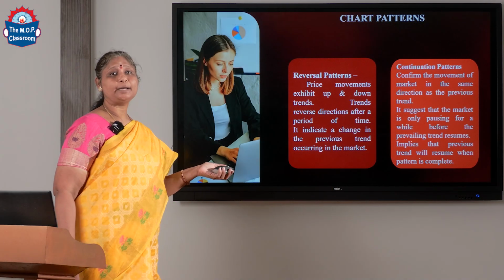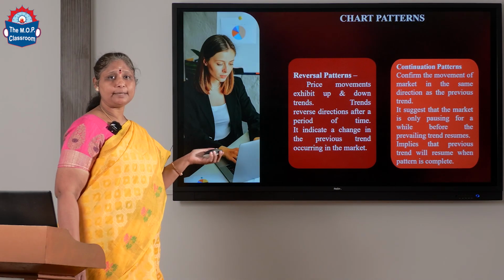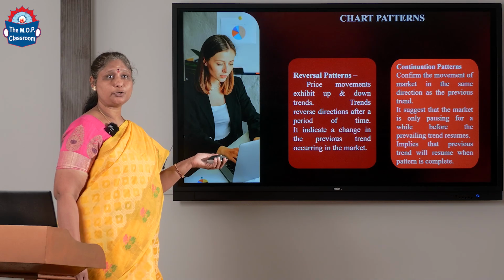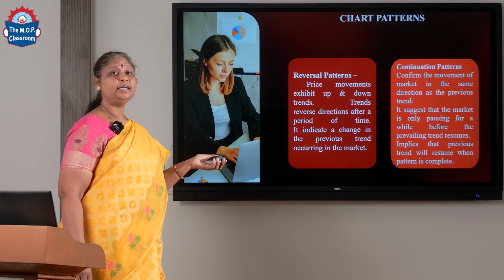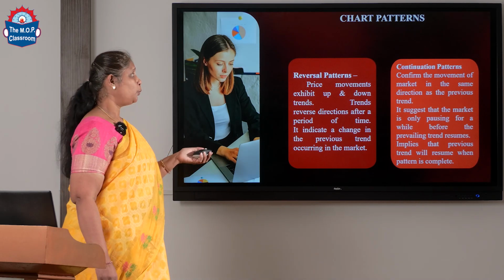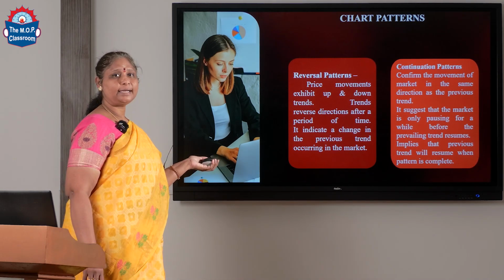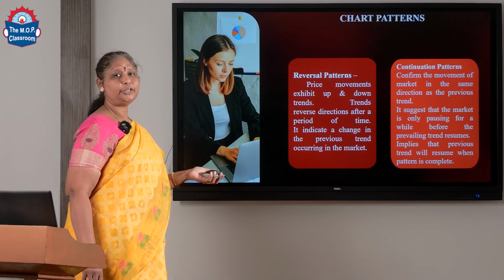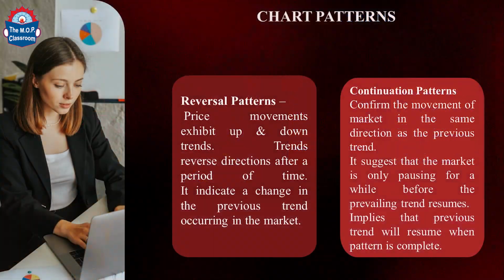Then come the chart patterns. These are the major types of charts we discussed. These 4 different types of charts take up different patterns, which can be put under 2 major heads: the reversal pattern and the continuous pattern. By reversal pattern, we mean the price exhibits up and down trends, and the trend reverses its direction after a specified period of time.